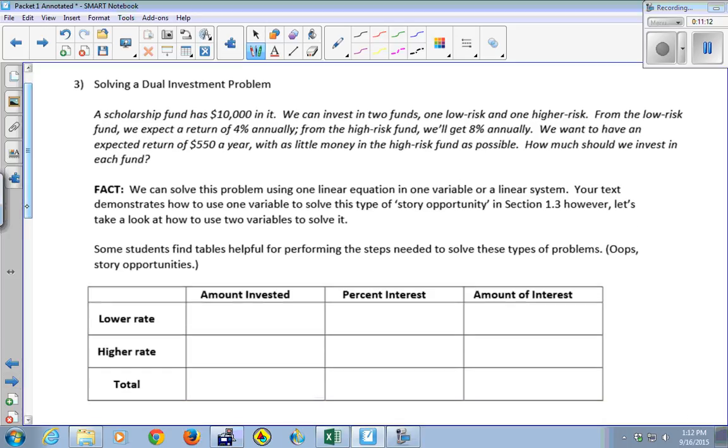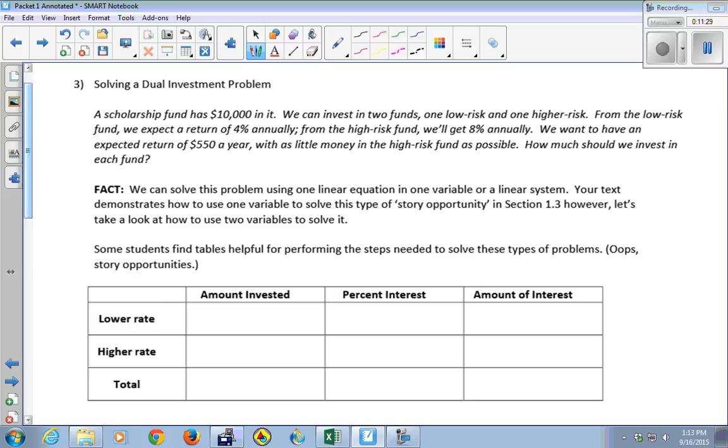All right, so we're going to solve a dual investment problem. You did one of these last class, right? But most of you did it with one variable. Some of you did use two. And we're just going to go through officially how to use two variables to solve this problem now.